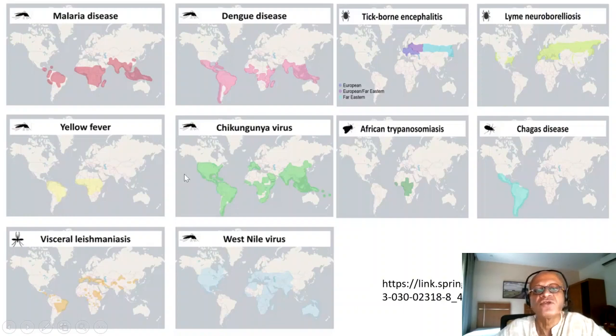Yellow fever, mosquito-borne chikungunya, now has taken hold over a broad range of the globe, starting as obviously a very much tropical disease, going from Madagascar to China, India, Europe, and everywhere else now. African trypanosomiasis, Chagas disease, visceral leishmaniasis, West Nile.